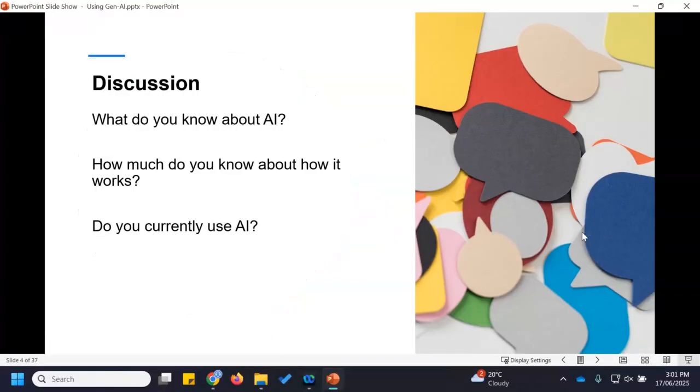So what do you know about AI? How much do you know about how it works? Is anyone currently using AI? Has anyone not used AI before?